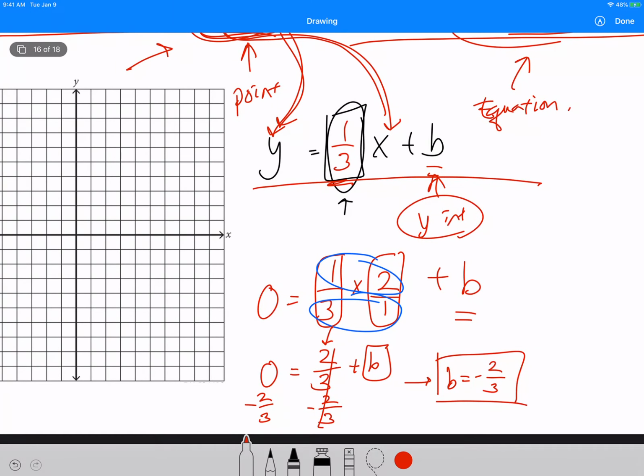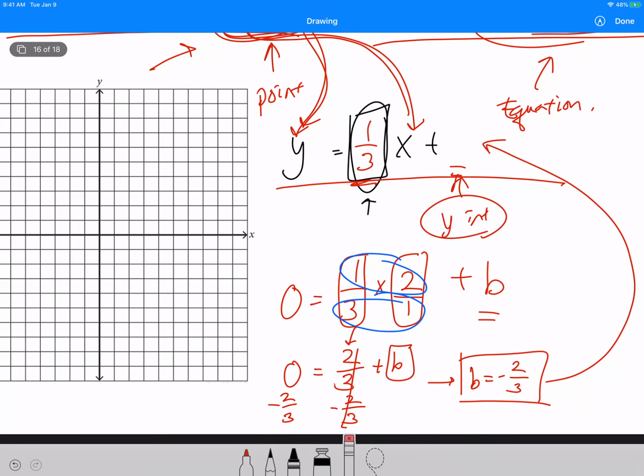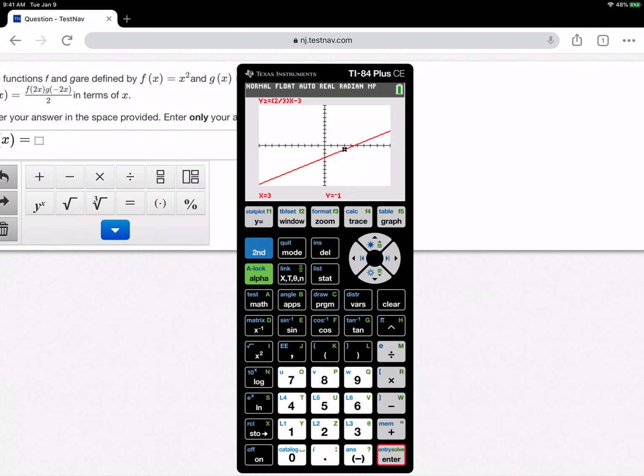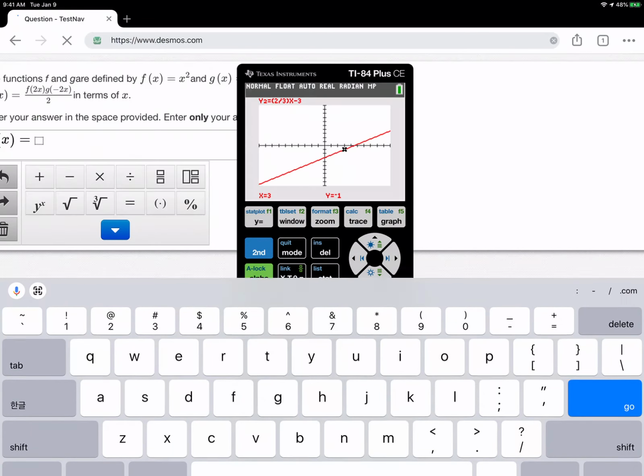Now then, because what we are looking for is the equation of the parallel line, you just want to plug the b value back into the equation and say, my final answer is y equals 1/3 x minus 2 over 3. And that's it. So now if you wanted to verify your answers, just to see what I'm talking about, please go to Desmos for me.